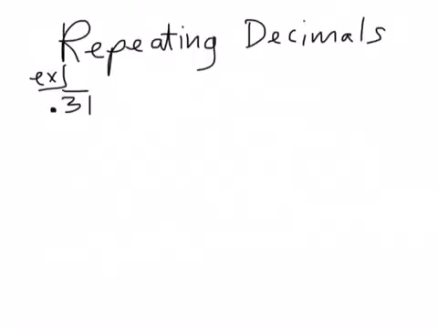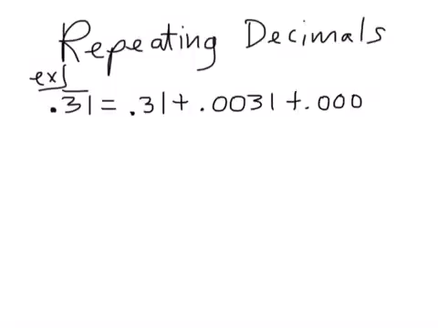Now, amazingly enough, we can also use infinite geometric series to be able to take repeating decimals and go backwards and figure out what the fraction was that they came from. So 0.31 repeating, how I could think of that is 0.31 plus 0.0031 plus 0.00031, etc.